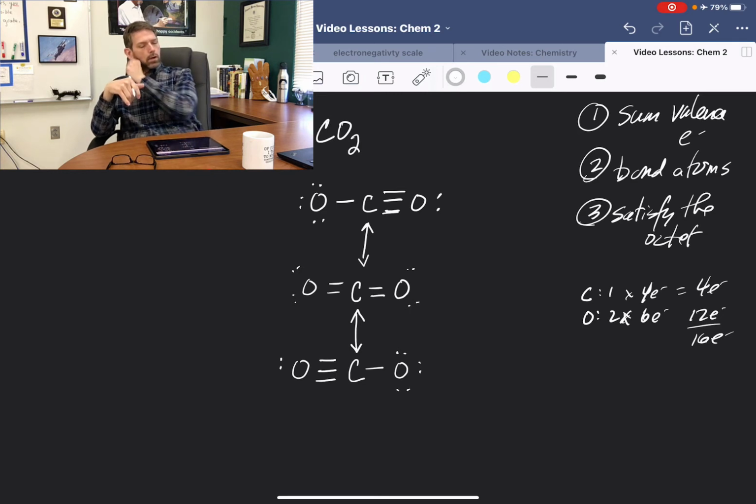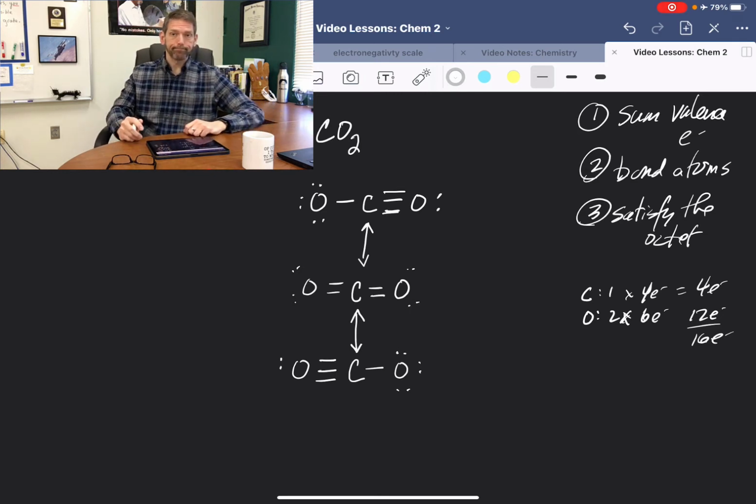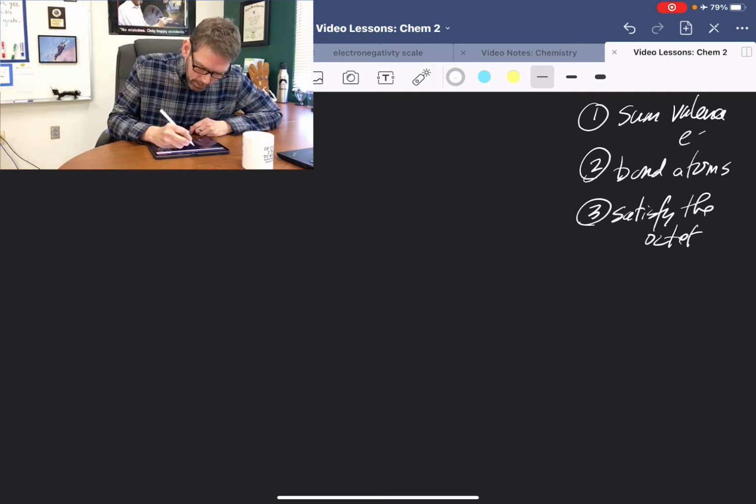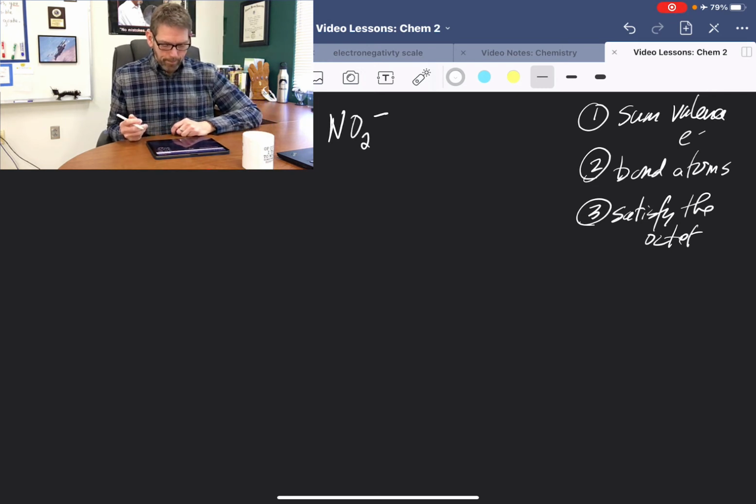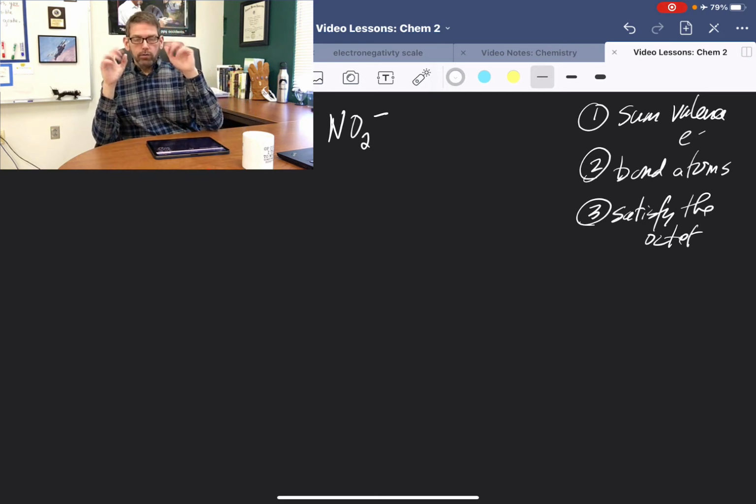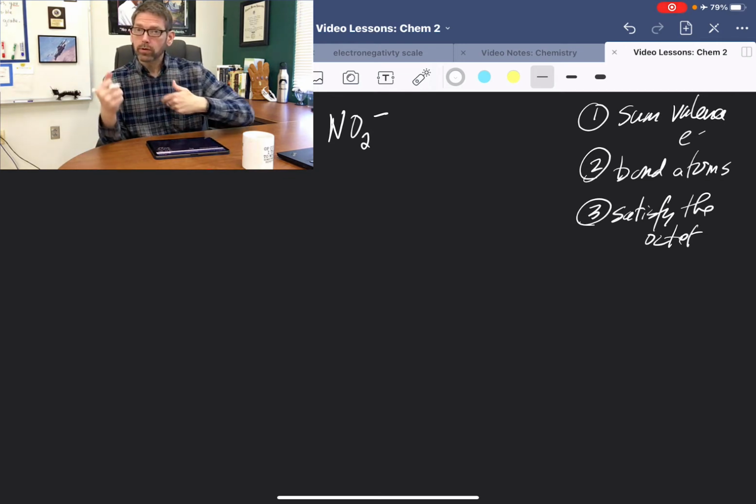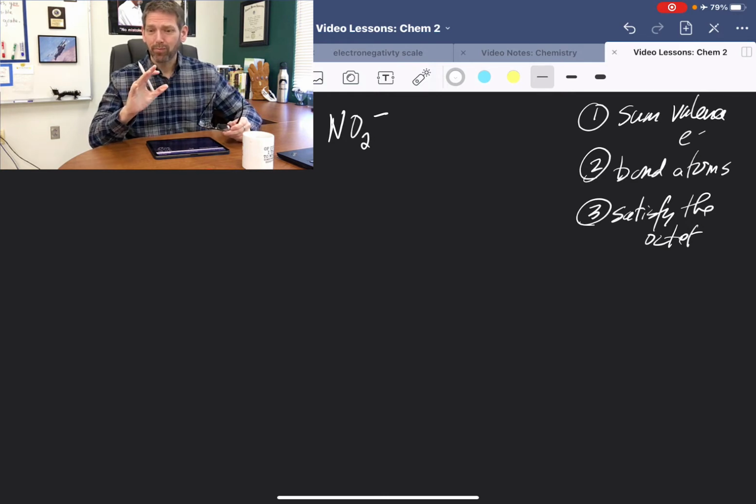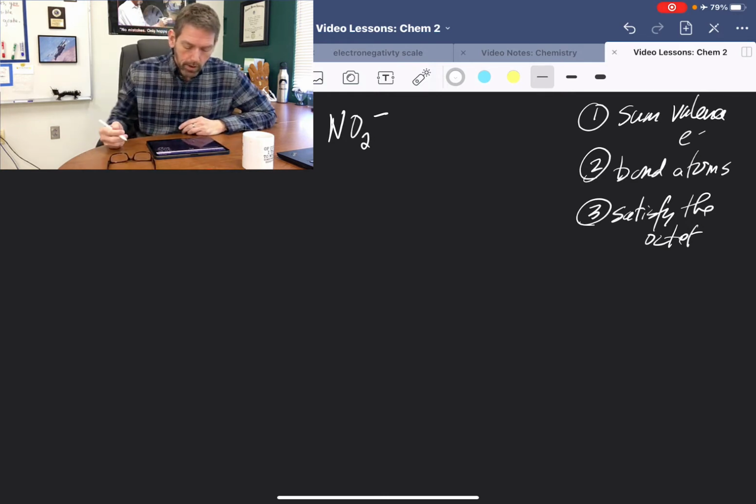So let's do another one. All right. I'm going to go shift that light before I get started on this next thing here. Let's take a look at a nitrite ion. All right. So in previous lessons, we've looked at Lewis structures for molecules and for polyatomic ions. So it just seemed fitting to do an example of each here, right? So we've got the nitrite ion.